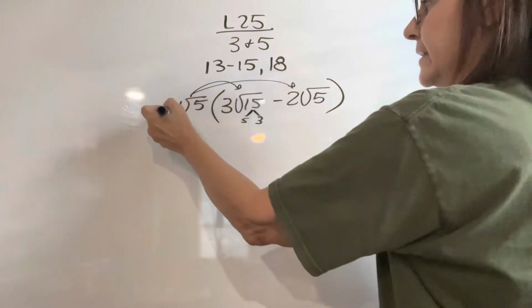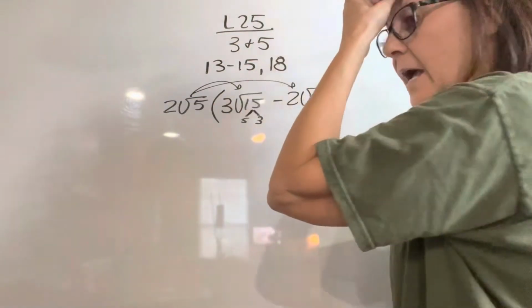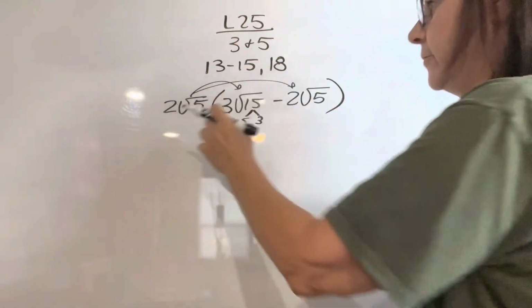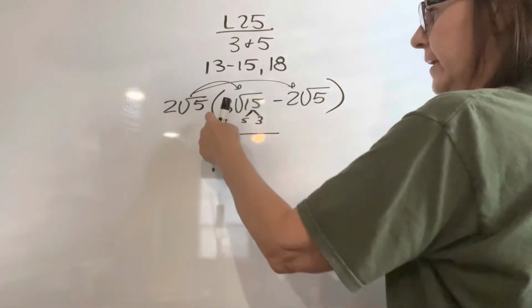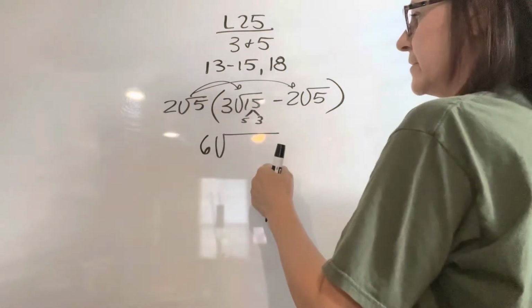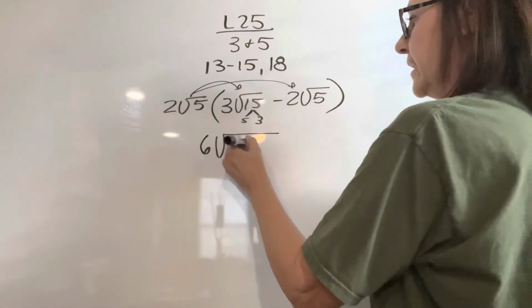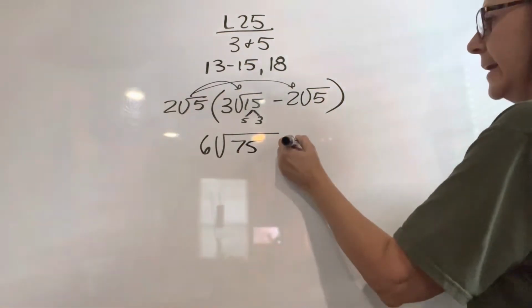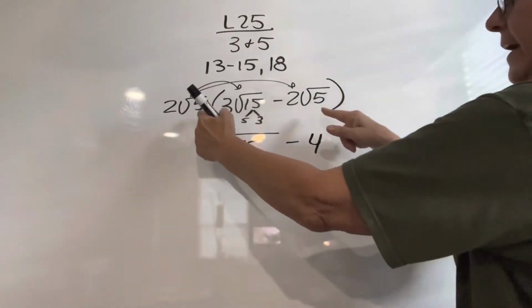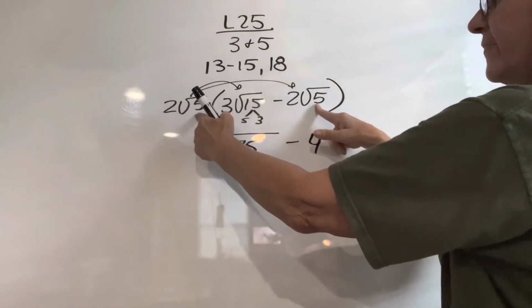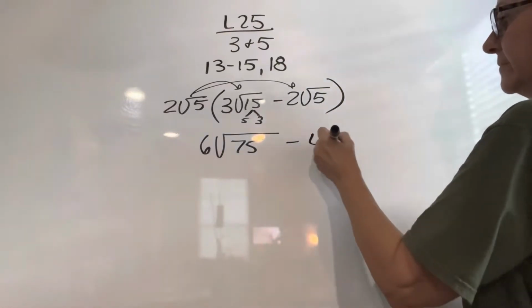I distribute outside. I multiply outside the radical, I multiply under the radical. So 2 times 3 is 6. Under the radical is 5 times 15, which is 75, minus, multiply outside, that's 4. 2 times 2 is 4. Square root of 5 times square root of 5 is 5.